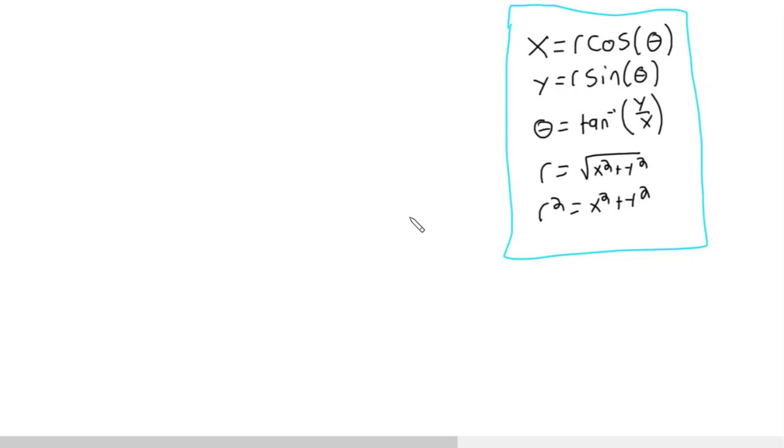So let's jump right into an example here. Let's say I was asked to go from polar to rectangular, and I'm just given this polar point. All I'm given is 2, comma 3 pi over 2. So what I want to do is convert this polar point into a rectangular point. Well, how on earth can I do that? Going from polar to rectangular is actually pretty easy, because the formulas are already set up for us.